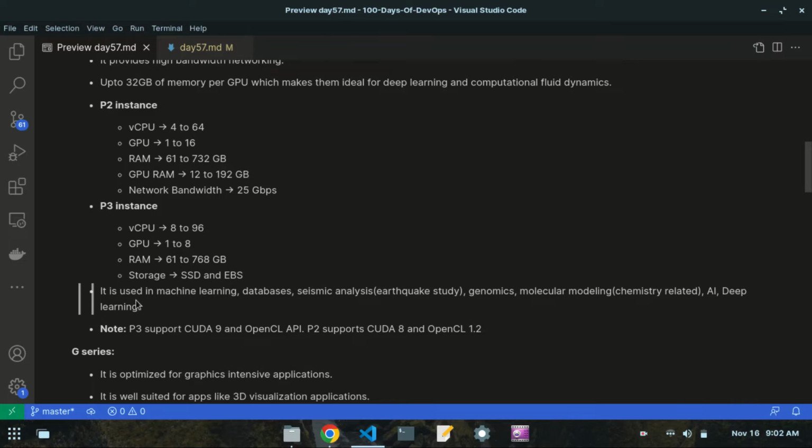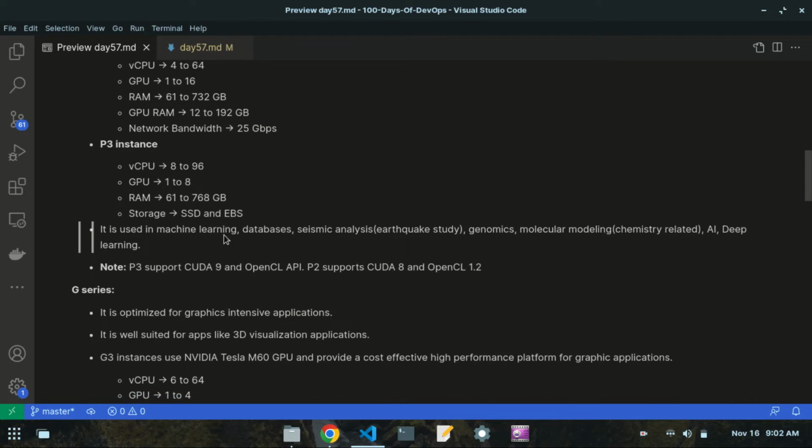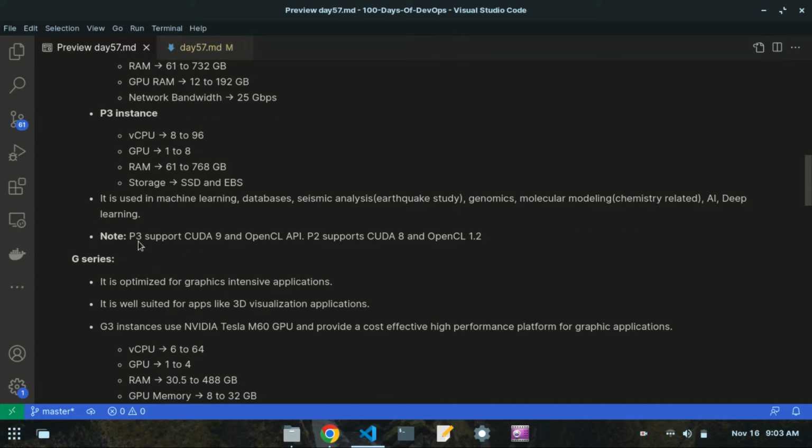Now let's take a look at where it is used: machine learning, databases, seismic analysis, meaning earthquake study, genomics and molecular modeling, which is chemistry related, AI, deep learning, etc. P3 supports CUDA 9 and the OpenCL API, and P2 supports CUDA 8 and OpenCL 1.2.